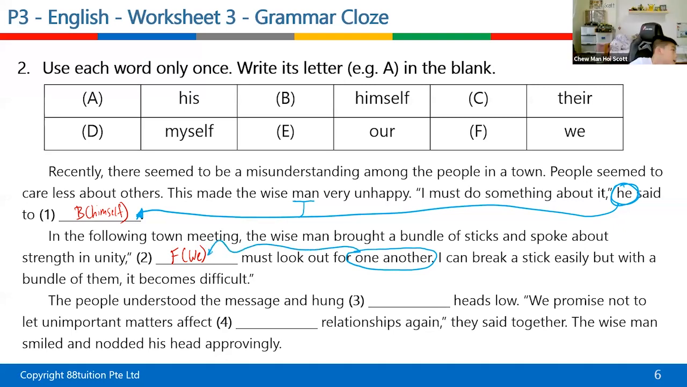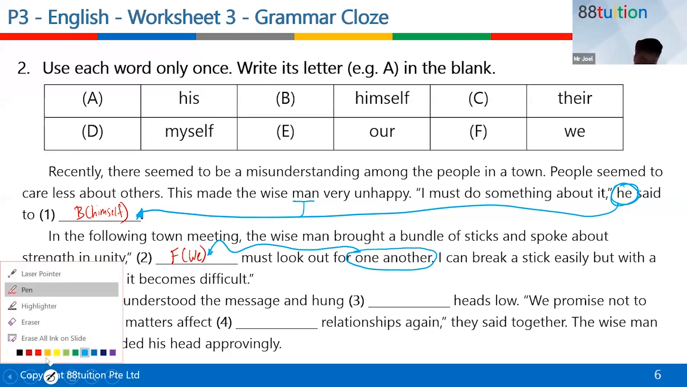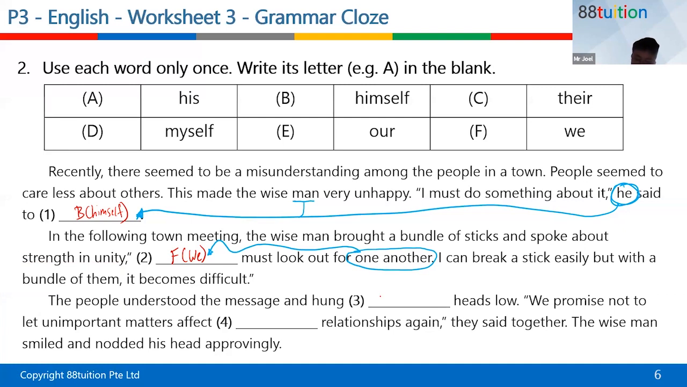So he won't say you, right? He won't say you must look. He will say we, because the wise man is one of the townsfolk here. Very good. That's an additional bonus point for you, Scott. Next, the people understood the message and hung their heads low. Can you explain why the answer here is their?